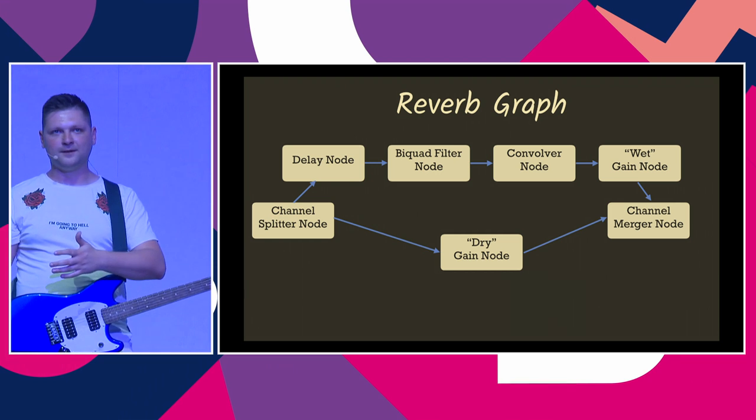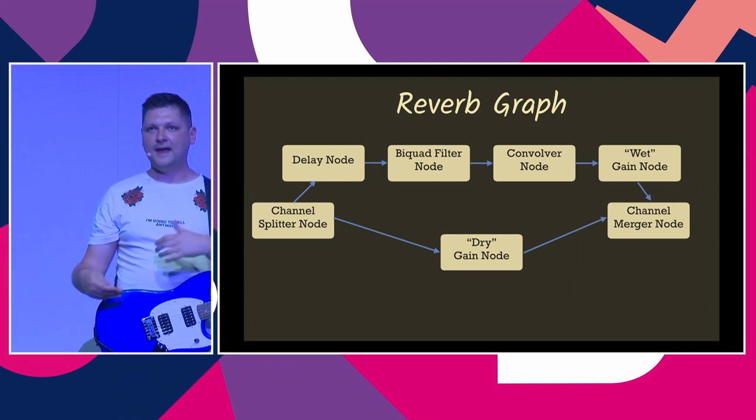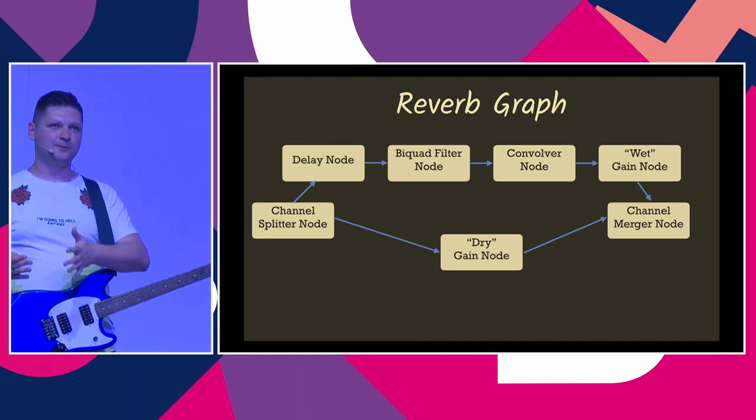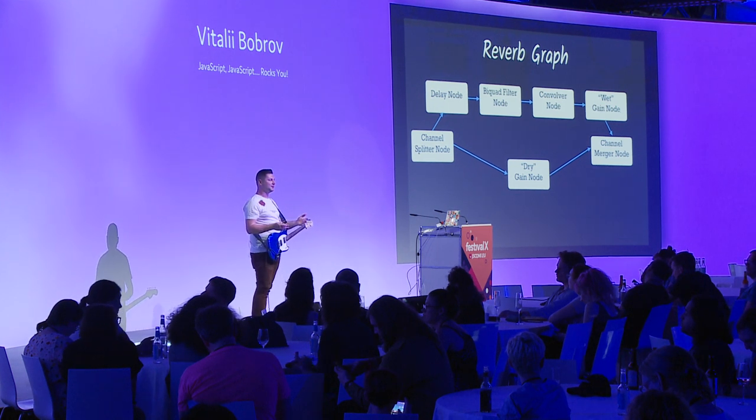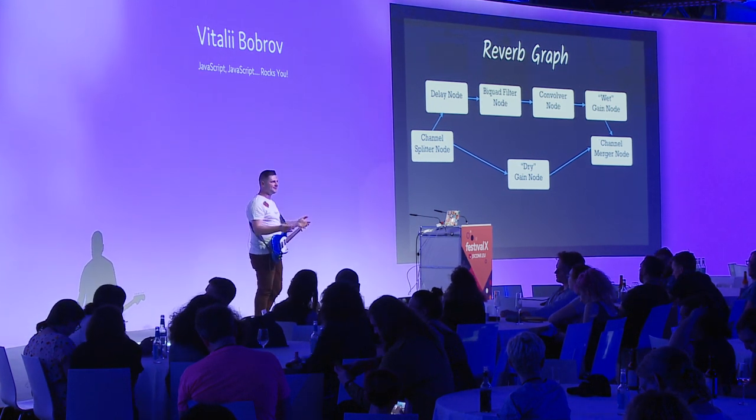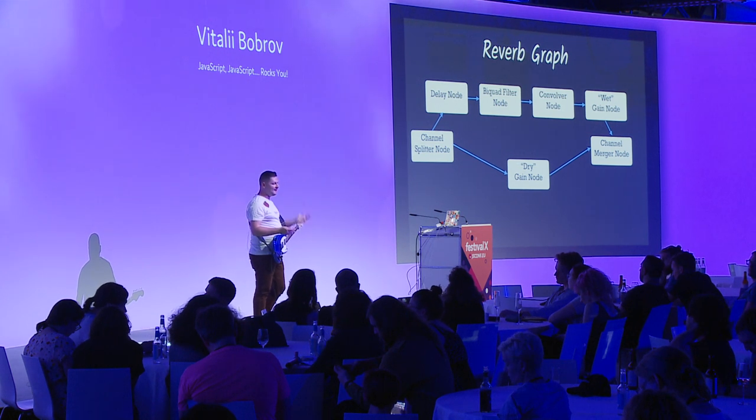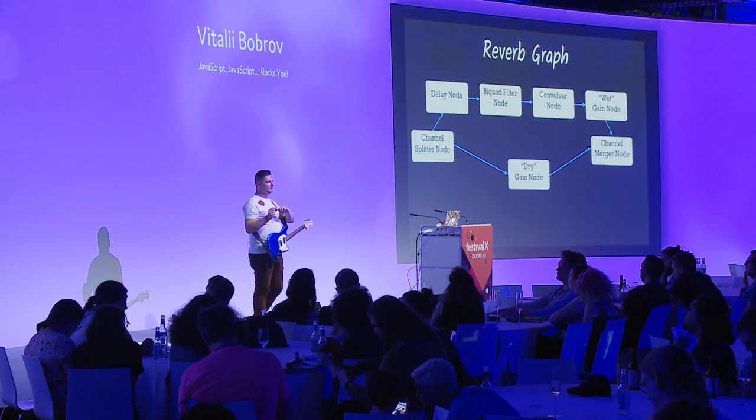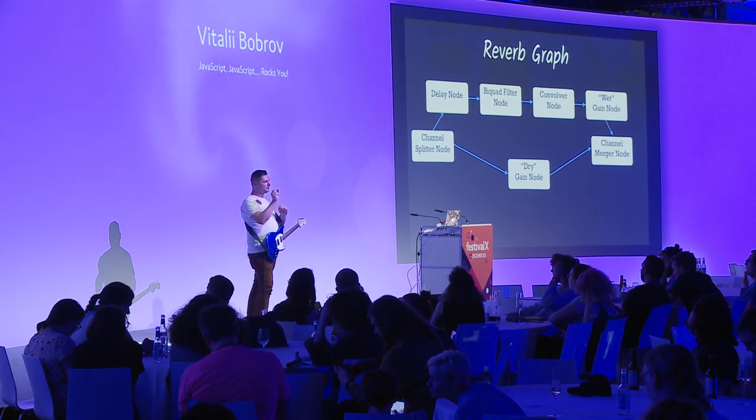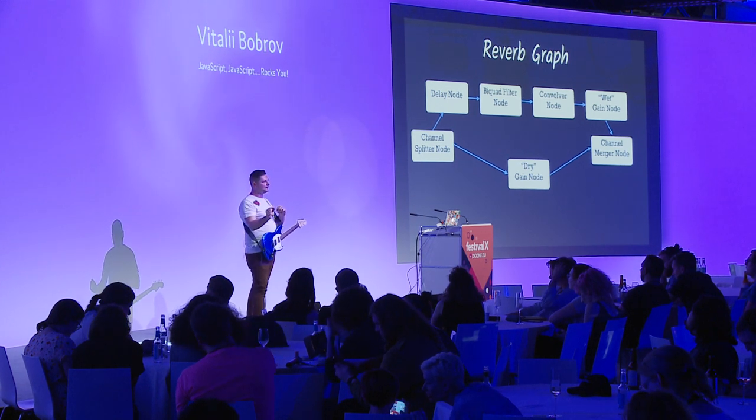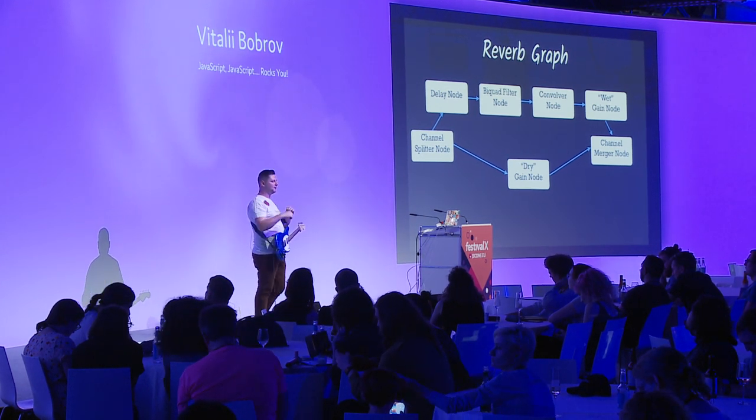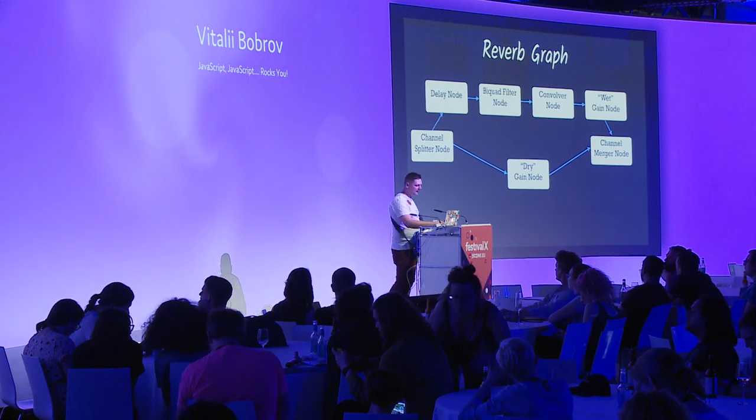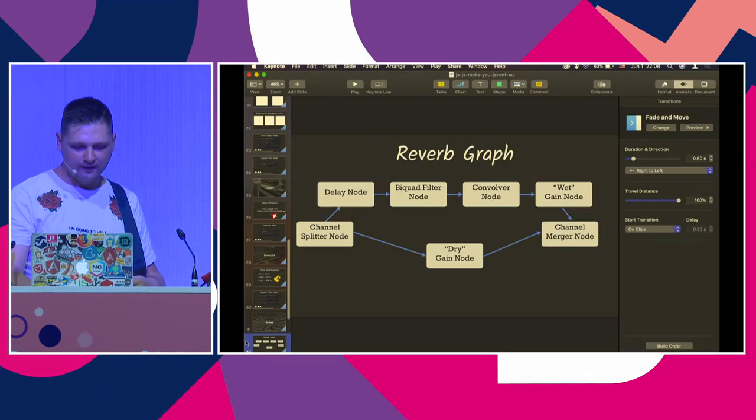Then we apply some tone control with a biquad filter and apply a special impulse response. You can have impulse responses not only for amplifiers, but also for spaces like rooms or concert halls or theaters. Then we get this chain and merge it back to one stream. And we can switch how much untouched sound we want and how much modified we want. So doing that, we're mixing it and achieving a more realistic sound. Let's try it.